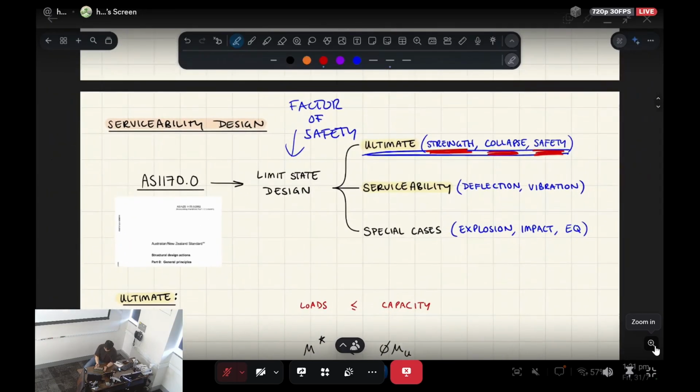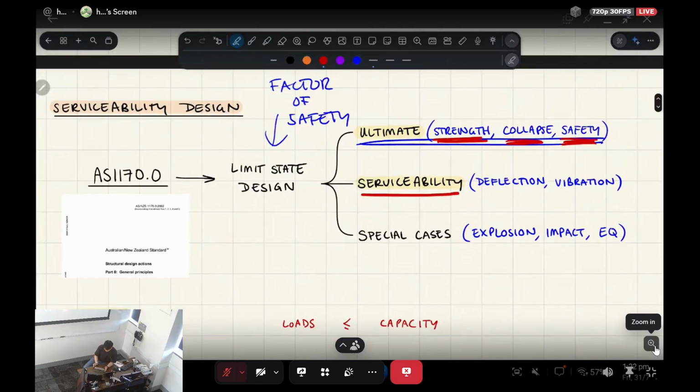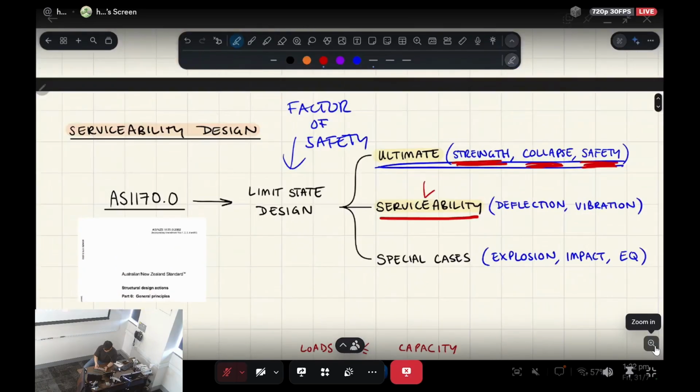Okay, so why this is different to serviceability is that serviceability is not dealing with collapse loads. It's not dealing with the worst case scenario. It's dealing with everyday loading. So this is to do with everyday load. Another word that you'll hear a lot is service loads, okay?